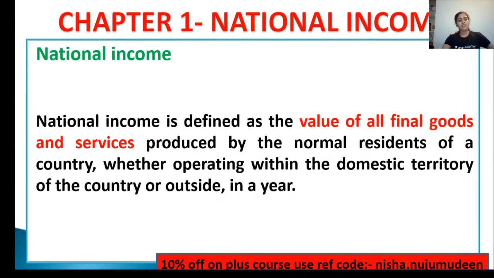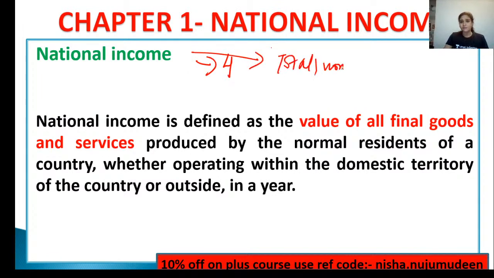If you see, n number of definitions have been given by so many economists for national income. But I can tell you that 4 important points are very important when you study national income. One is it is defined as the value of all final goods and services. And that too, the value of final goods and services which is produced by the citizens, or let's say the normal residents of a country. And now these people could either be operating within our country or outside our country during a period of 1 year. So 4 important points are very important in national income. In simple terms, national income means the total income of a country, right?